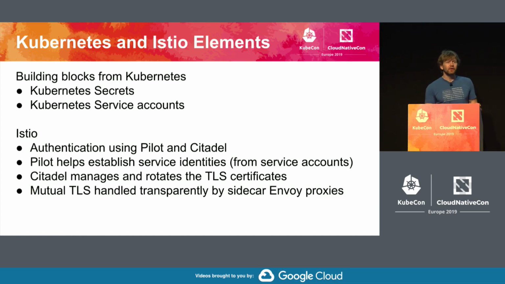And then the last piece of the puzzle are the Envoy proxies that are deployed as sidecar proxies along with your services. These Envoy proxies obtain the certificates and private keys in the form of a Kubernetes secret, and they establish the mutual TLS authentication transparently between services in your cluster.